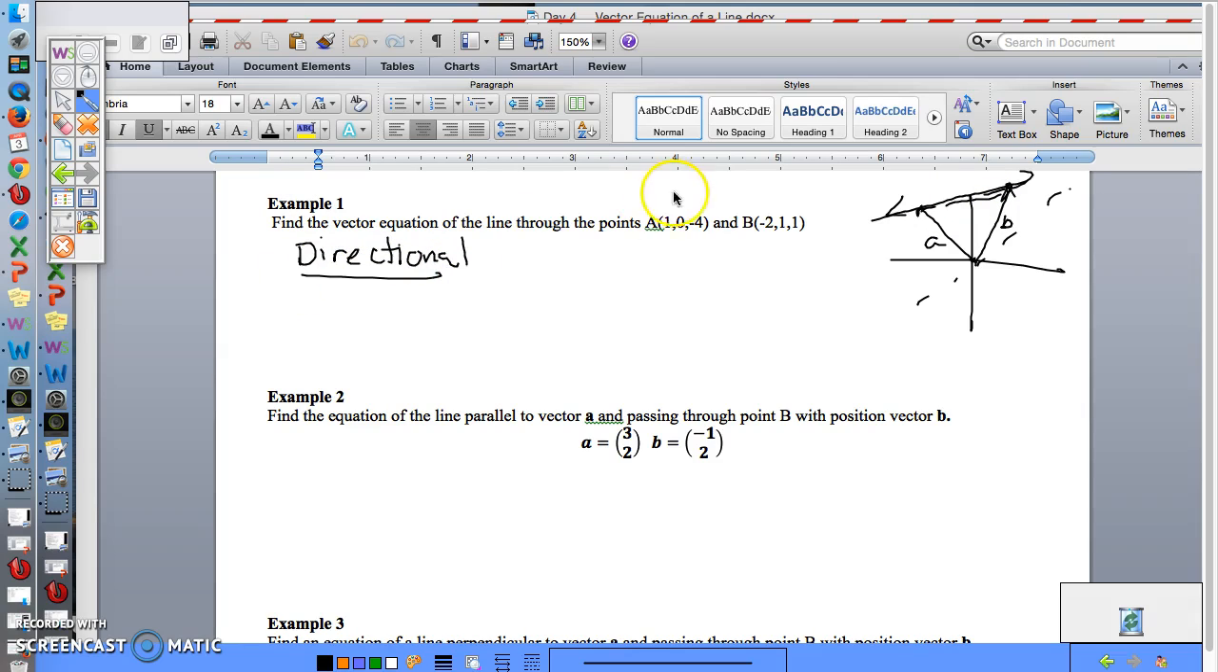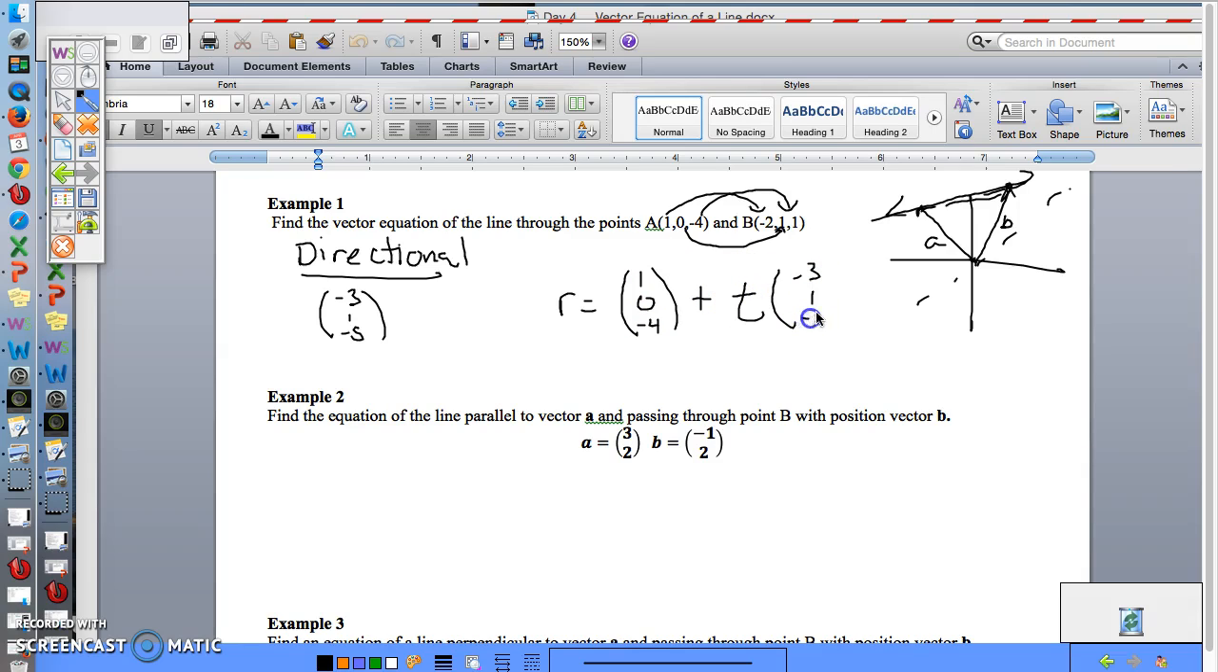Our directional vector here: 1 to negative 2 is going down 3, 0 to 1 is over 1, negative 4 to 1 is up 5. So there's our directional vector. For our equation, we could choose this one, (1, 0, -4), plus t times (-3, 1, 5). Or, if we wanted to, we could use the other coordinate, (-2, 1, 1), plus t times (-3, 1, 5). You could use either one. It doesn't matter.